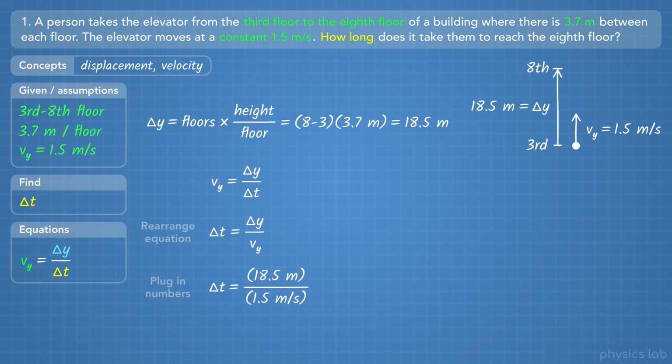Now we can plug in the numbers that we have for each variable. 18.5 meters for delta y, and 1.5 meters per second for vy. That gives us 12.3 seconds for delta t.